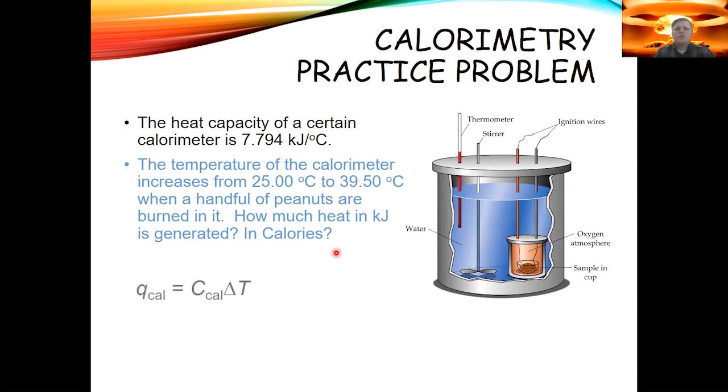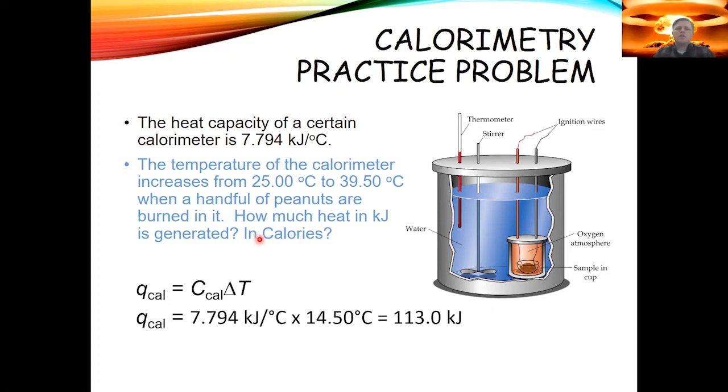Well, the heat absorbed by our calorimeter is just equal to the heat capacity of our calorimeter times our change in temperature, right? So in this case, all we have to do is subtract these two temperatures from each other and multiply by our heat capacity. So that'd just be 7.794 kilojoules per degree Celsius times 14.50 degrees Celsius, right? That's 39.5 minus 25. And that'll give us a heat value of 113 kilojoules. So however many peanuts were set in there, that's how much energy they gave off when we burned them.